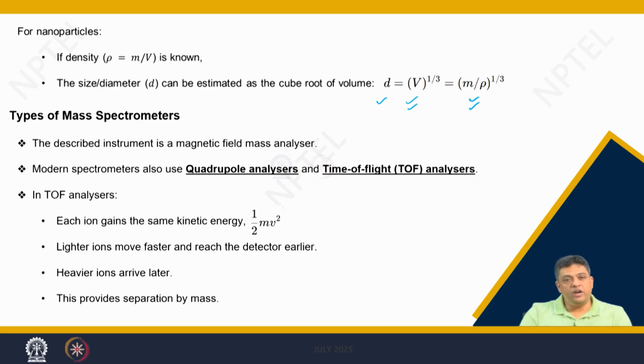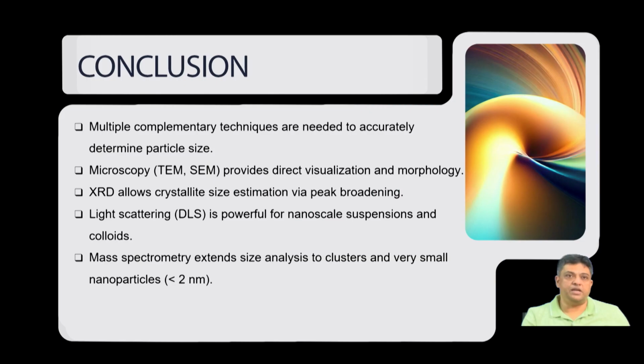The instrument which we discussed is the magnetic field mass analyzer, but you can have spectrometers which are quadrupole analyzers or time of flight analyzers. In TOFs, ions gain the same energy, that is half mv square. Lighter ions will move faster and reach the detector earlier, and heavier ions will arrive later, and this provides separation of ions by mass.